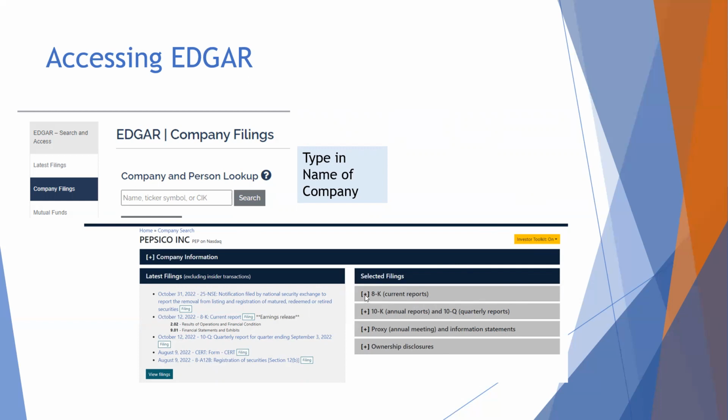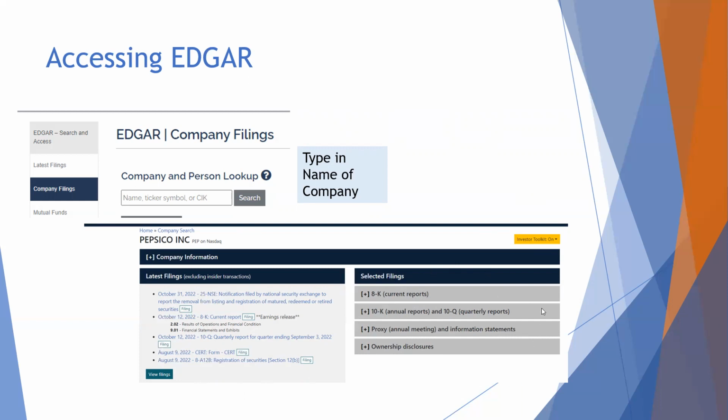So if you want to look at the 8Ks, you would click on that and it would bring up all of the 8Ks together. The 10K, proxy statements and informations. It could also include pro forma financial statements and ownership disclosures. Really cool. And then it tells you what the latest filings are. So here we had an 8K in October. We had a 10Q in October. Oh, looks like we had a certificate filing. And then we had a registration of securities. So those are all the latest things that happened in PepsiCo at the end of 2022.